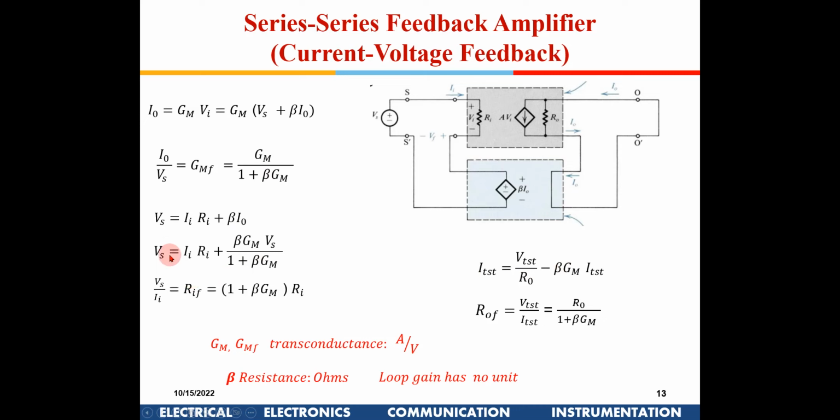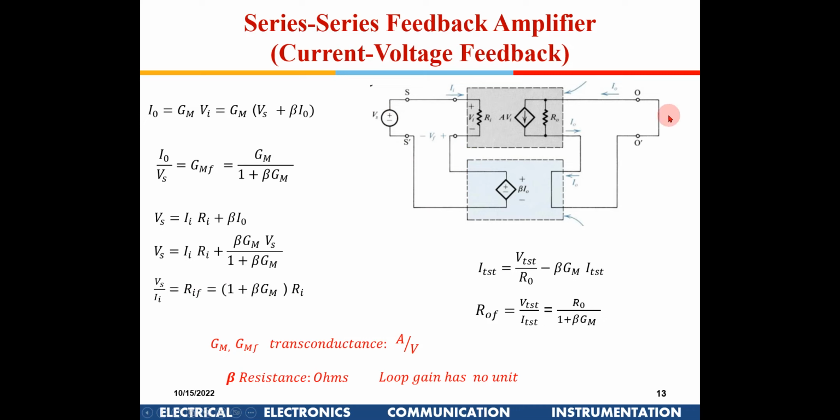Again here, if you try to find the input impedance out here, this is now Vs. Initially it was Ri. Now I write Vs is equal to Is into Ri plus this voltage, which is beta into I0, right? And I0, if I substitute from this equation, I can write it like this. Again, I take the Vs to the other side and divide, and I will get a new input resistance with feedback, which will be Ri into 1 plus beta GM, because I am putting something in series here. So it will increase the resistance by 1 plus beta GM.